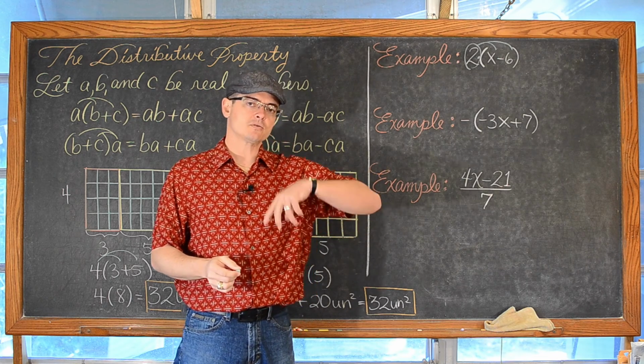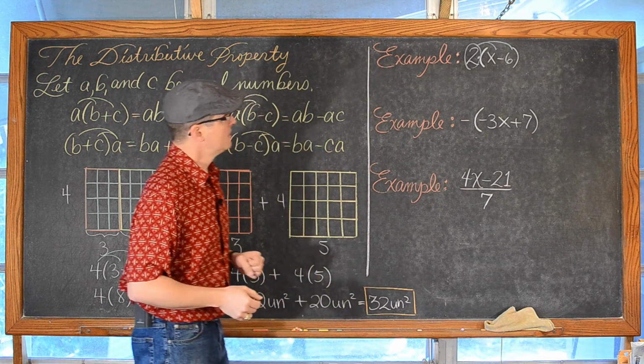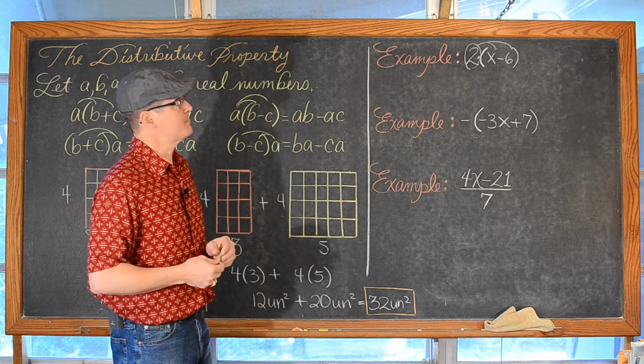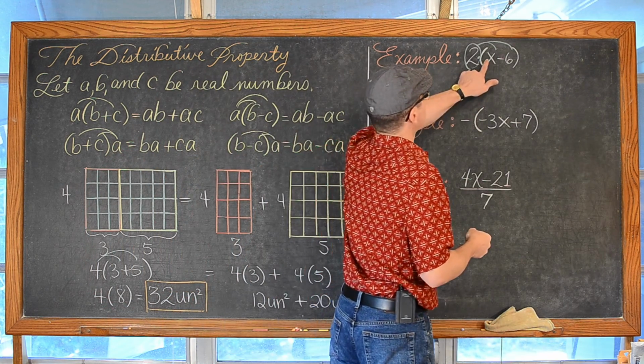You remember, I always circle what I'm multiplying through the parentheses to make sure that I don't forget that sign and get an incorrect answer, even though I know the basic steps for doing the distributive property. And that's going to be 1x.